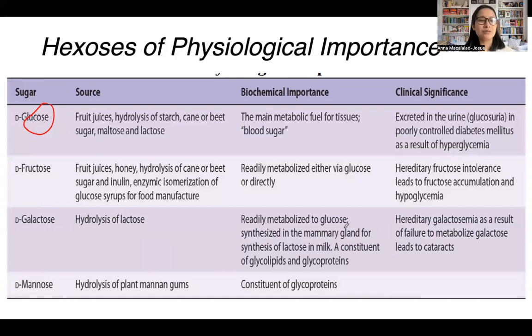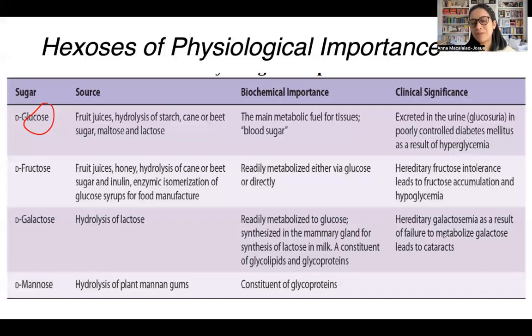So galactose is another example of hexose. If you remember, it's an epimer of your glucose. And it usually comes from the breakdown of your lactose. So your lactose is a disaccharide composed of glucose and galactose. So glucose plus galactose equals lactose. So when you hydrolyze lactose, it becomes galactose and glucose. So it's readily metabolized to glucose, synthesized in the mammary gland as breast milk.